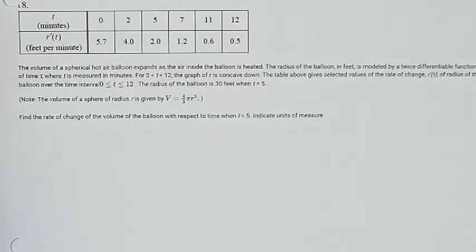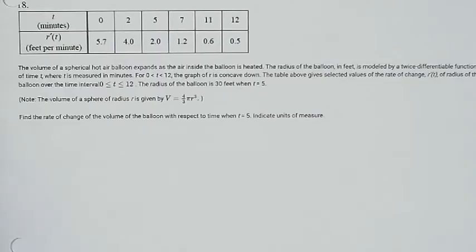The volume of a spherical hot air balloon expands as the air inside the balloon is heated. The radius of the balloon in feet is modeled by a twice differentiable function r of time t, where t is measured in minutes, from 0 to 12. The graph of r is concave down. Okay, we don't really care that the graph of r is concave down. I know where this is going, and in a different part of this question, they would ask you to estimate the amount of air that got added in. For now, we're just talking about related rates.